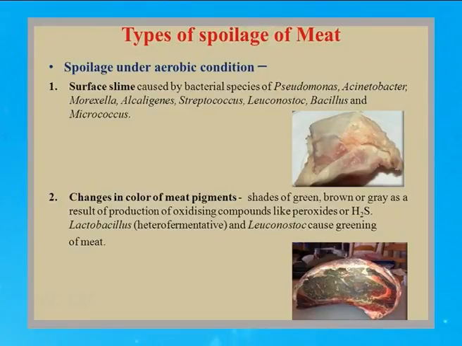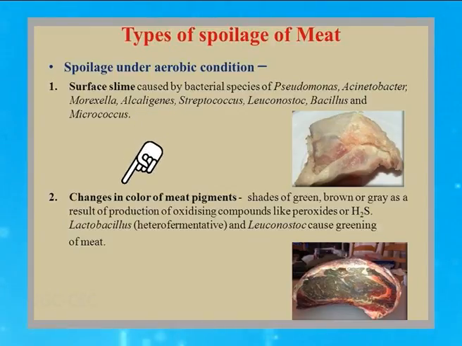One is aerobic, that is in the presence of oxygen, and the other one is anaerobic, that is in the absence of oxygen. Let us study the spoilage which is taking place in aerobic condition, that is in the presence of oxygen. The most important change that we encounter in aerobic condition is the surface slime. This refers to the meat where we find a slimy appearance on the surface of the meat, which is caused by the bacterial species of Pseudomonas, Acinetobacter, Moraxella, Alcaligenes, Streptococcus, Leuconostoc, Bacillus and Micrococcus. So many bacterial species are there which can cause a surface slime.